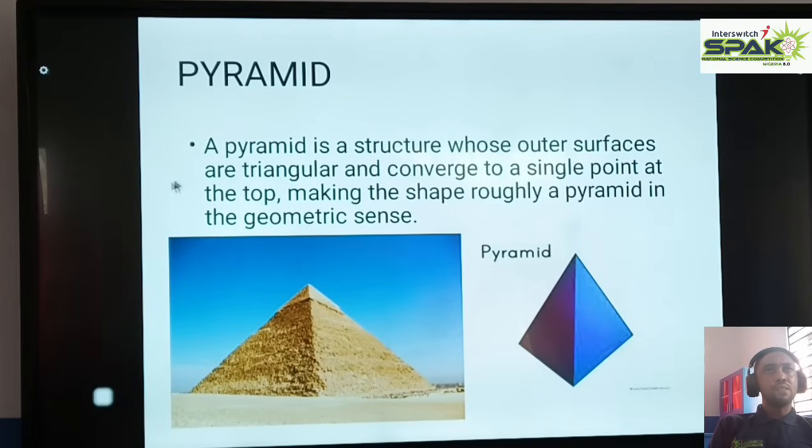Now we go to the pyramid. What is a pyramid? A pyramid is a structure whose outer surfaces are triangular and converge to a single point at the top, making the shape roughly a pyramid in a geometric sense. You can see the figure here is the real, practical figure of a pyramid, while here we have the geometric shape of a pyramid.